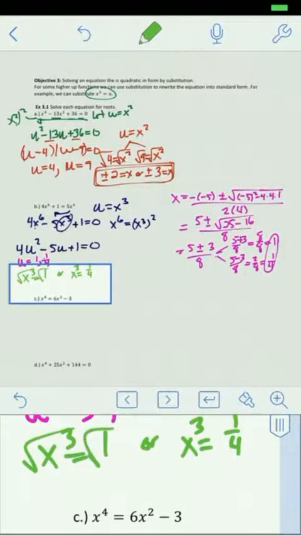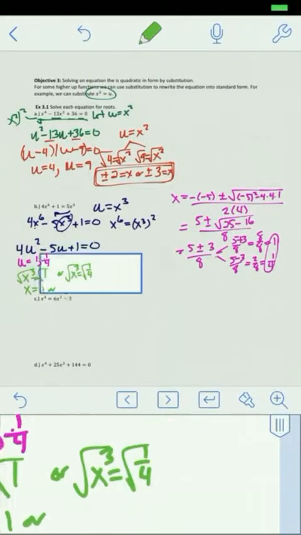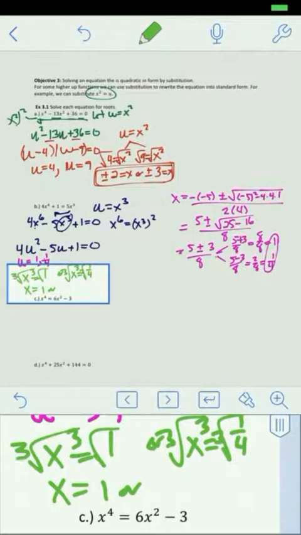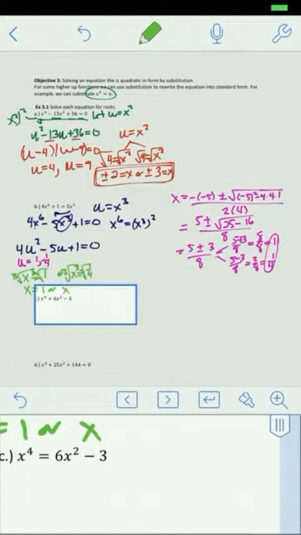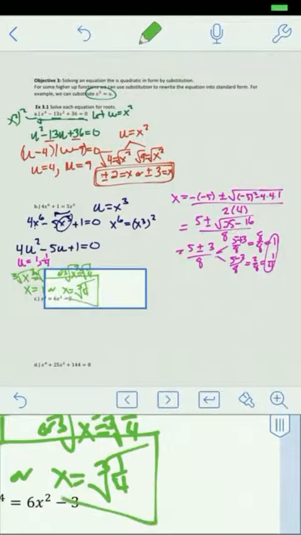Take the cube root of both sides, and I'm going to do them at the same time. You get x is equal to the cube root of 1, or 1, or, and this one doesn't really simplify, x is equal to the cube root of 1/4. And those are my actual answers.